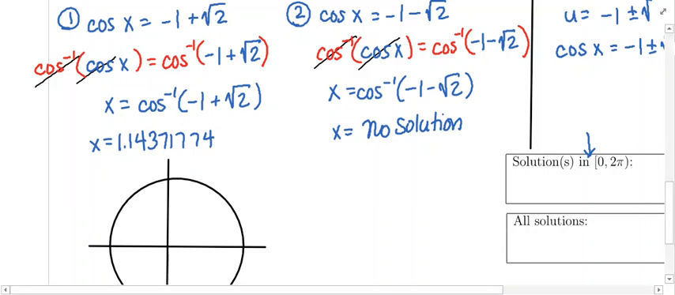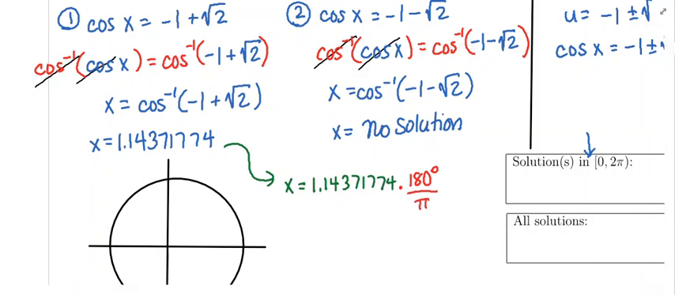I don't like working with radians very much. It's very hard to interpret. So in order to draw this out, I'm going to convert it over to degrees. I'm going to take the full decimal expansion here and multiply it. Since this is in radians, the conversion factor is 180 degrees divided by pi. This will change it over to degrees.